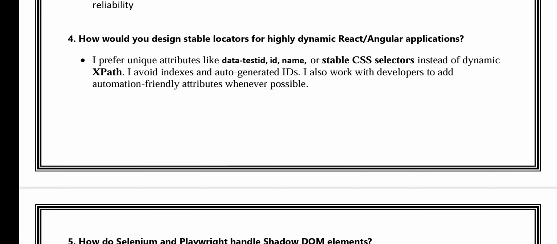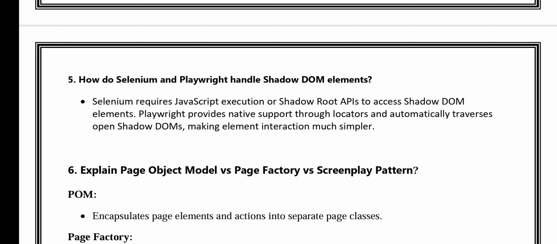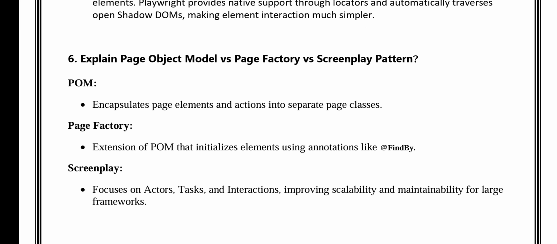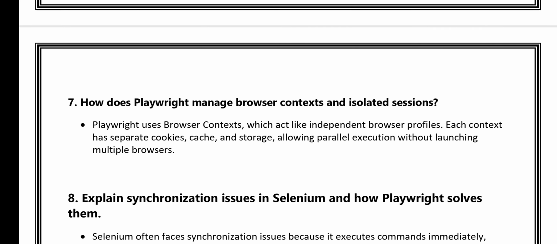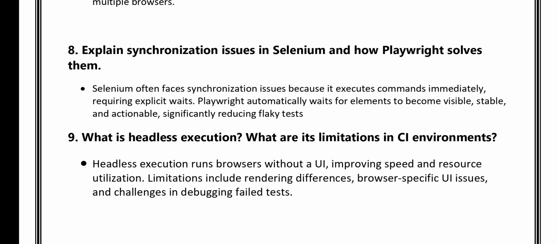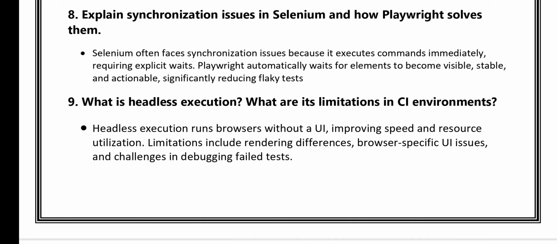And the next question is about how do you design stable locators for highly dynamic React or Angular applications? And the next question goes like: how do Selenium and Playwright handle shadow DOM elements? Explain the page object model versus page factory pattern versus screenplay pattern. And how does Playwright manage browser contexts and isolated sessions? Can you explain the synchronization issues in Selenium and how Playwright solves them?